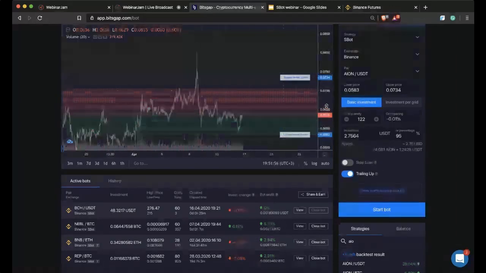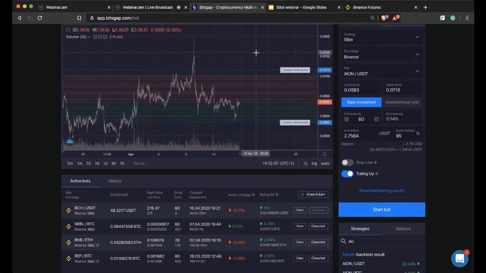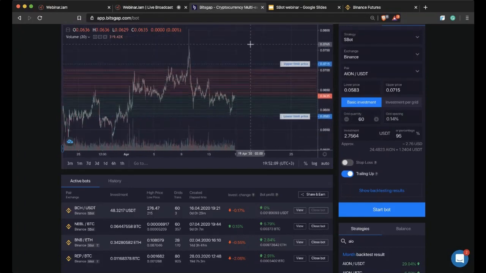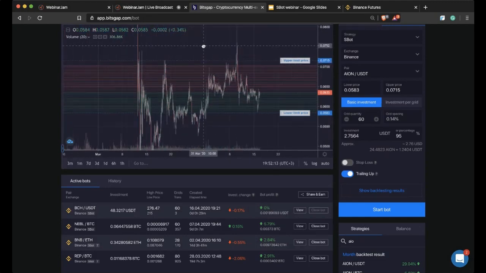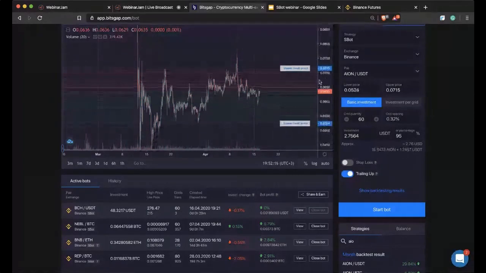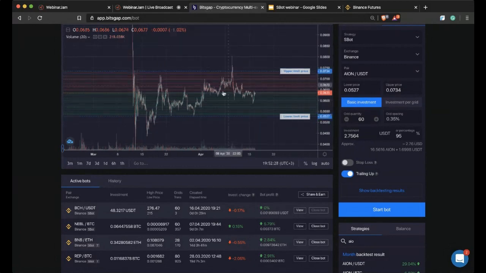For some reason, it's a little bit lagging right now. But if I adjust it accordingly, let's say I put 60 grid levels, that's what I have. But let's say I want to trade on the full sideways market. So in this case, I should widen my buy zone and sell zone. You see, I adjust my upper and lower limit by the support and resistance levels.